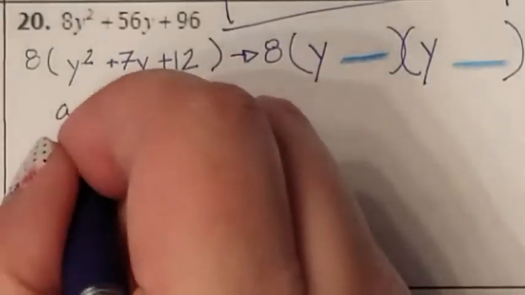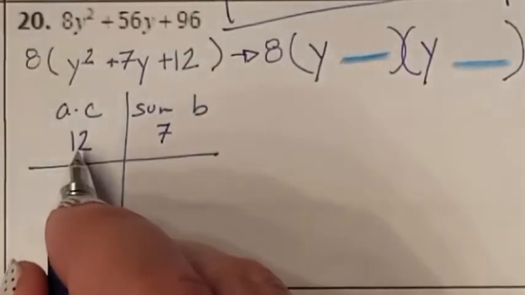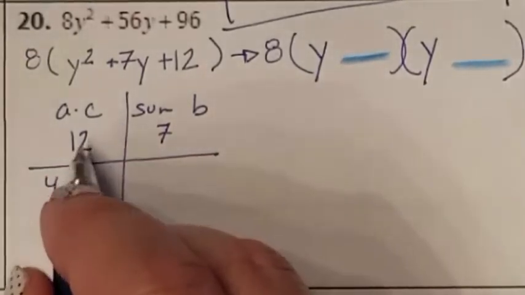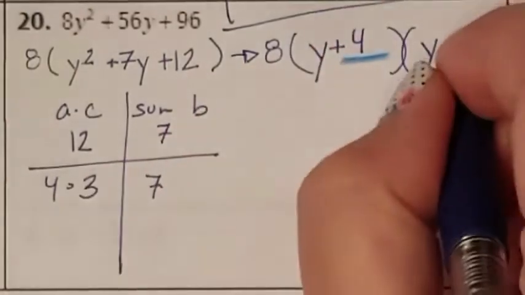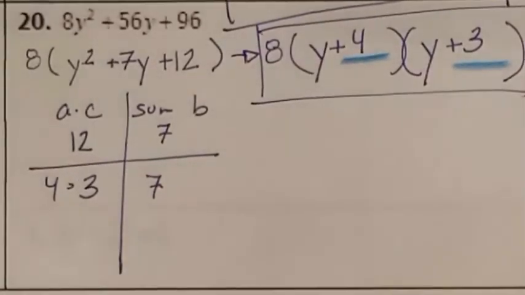A times C is 12. B is 7. What two numbers multiply to give me 12, but add to give me 7? 4 and 3 multiply to give me 12. When you add them, you get 7. So that was a positive 4, and that was a positive 3. So we just factored number 20, and you're done.